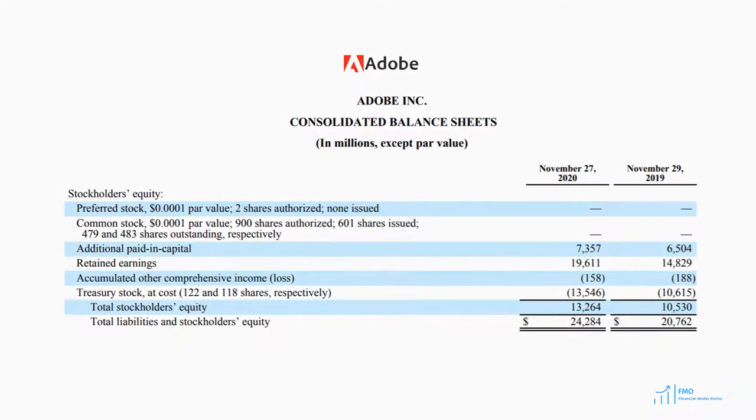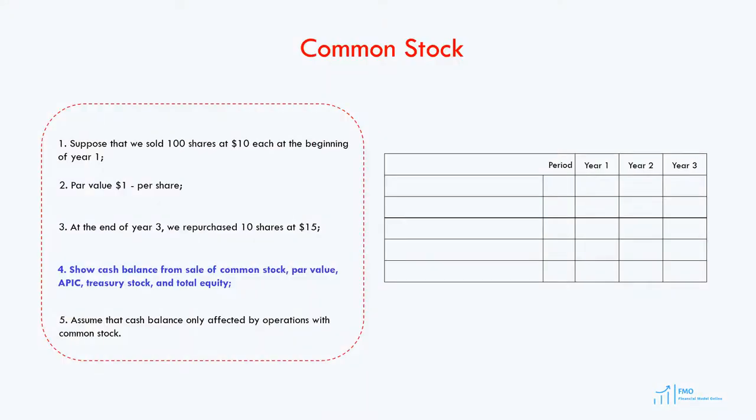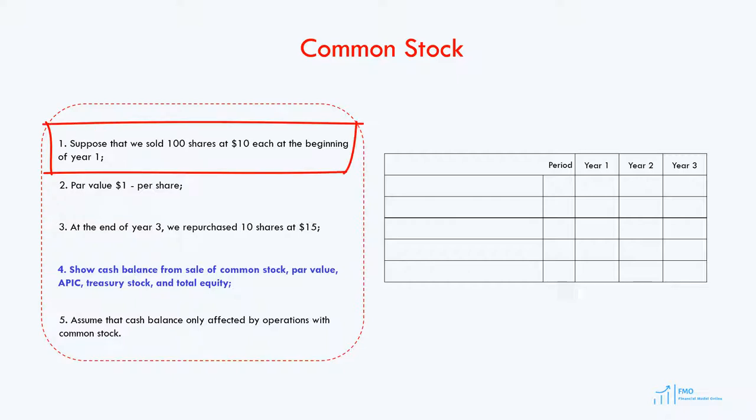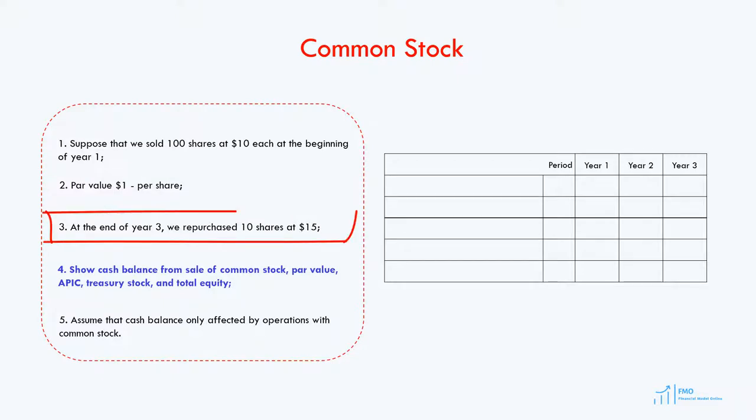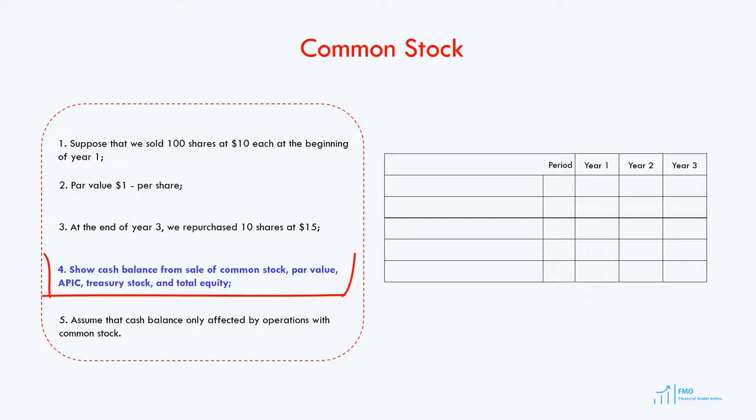Let's review an example of the common stock accounting so we can get a better understanding of it. According to the instructions, we have to assume that the company sold 100 shares at $10 each at the beginning of year 1. Those 100 shares have a par value of $1 per share. At the end of year 3, the company repurchased 10 shares at 15. And we have to show the cash balance from the sale of common stock, the par value, additional paid-in capital, treasury stock, and total stockholders' equity.